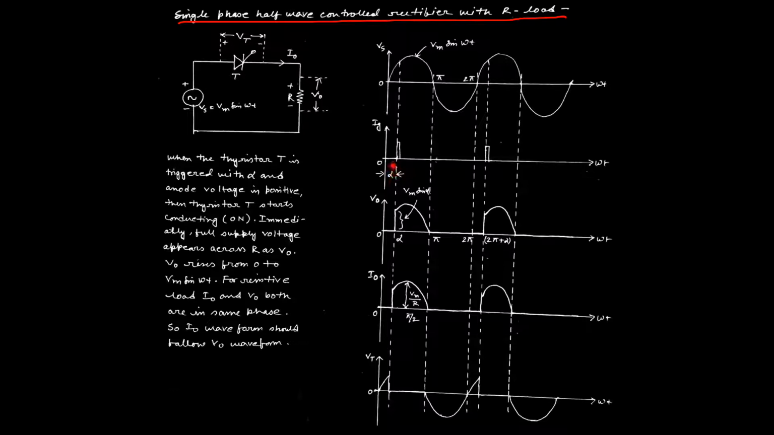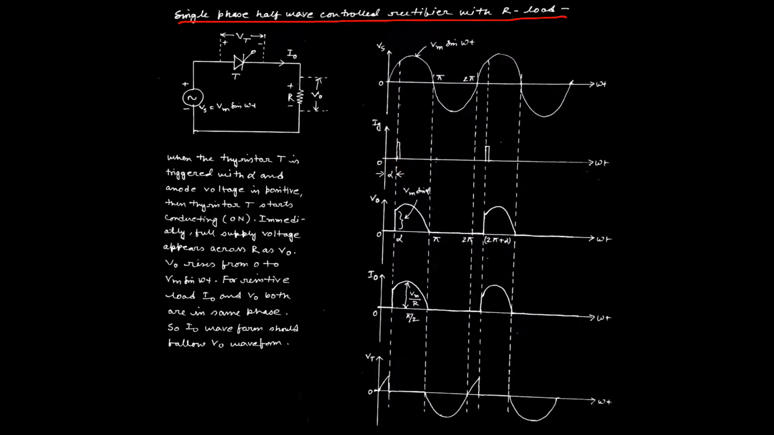So when we give the gate pulse after alpha, the switch will be closed. That means the switch is in the on state and behaves like a short circuit. That means the supply voltage will immediately be reflected on the load terminal.